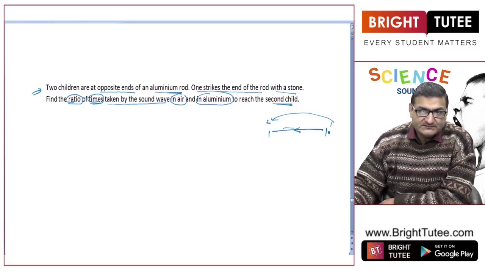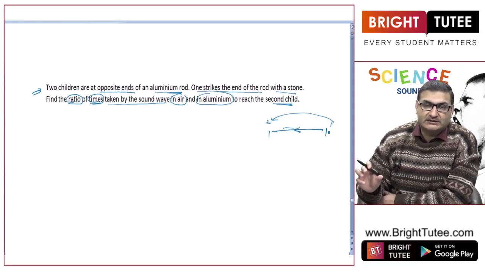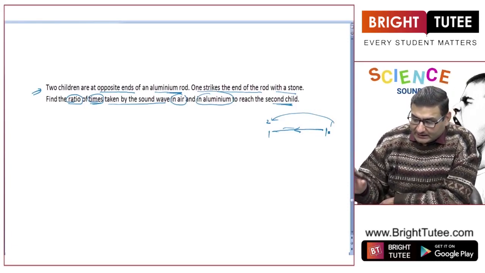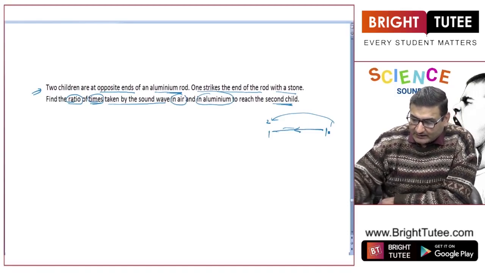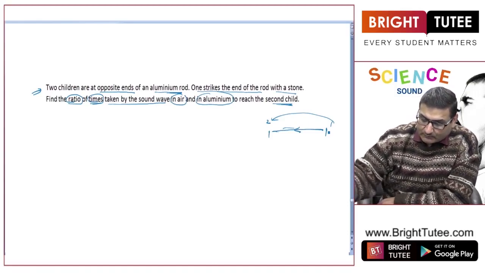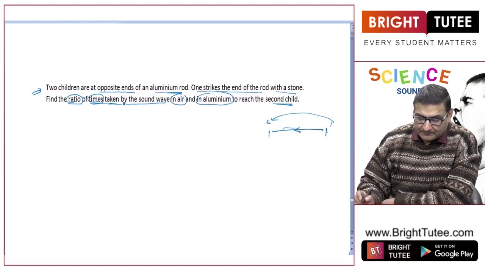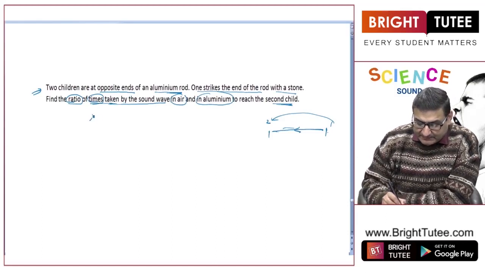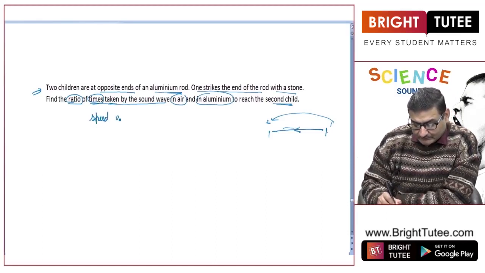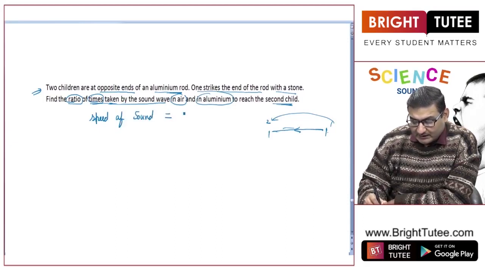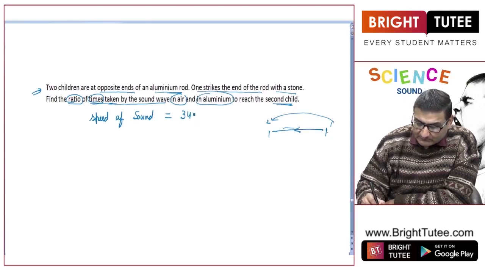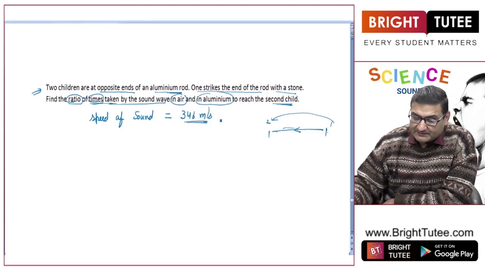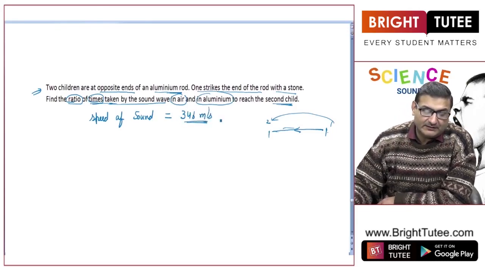Good. First of all, try to relate what the question is. We are required to calculate the ratio of time. The speed of sound in air varies. We'll take it to be 346 meter per second at an average room temperature of 22 to 24 degrees.